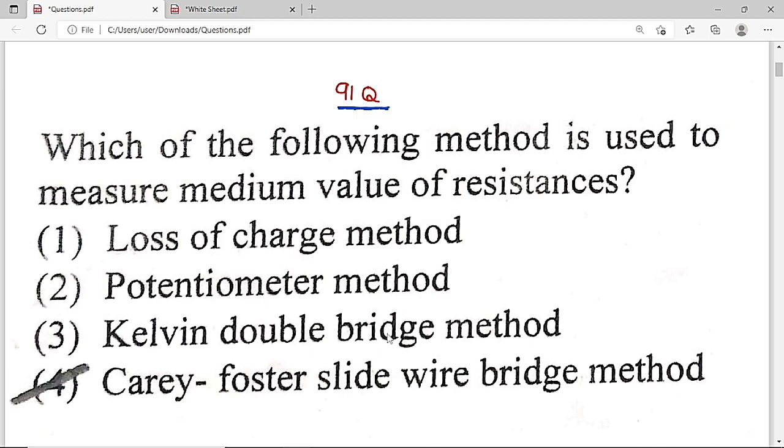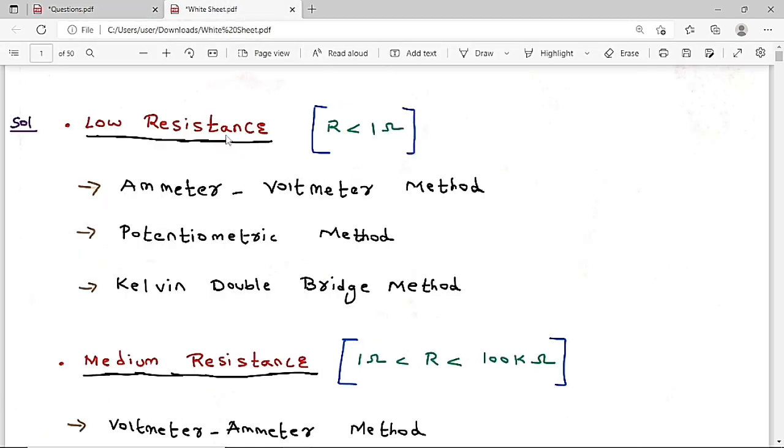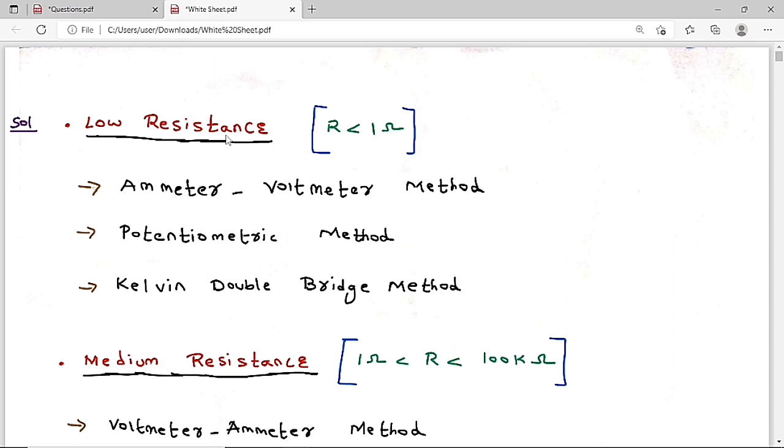So let me explain in some more detail the different methods for each type of resistance. I already told you the resistances are classified into three types. Number one is called the low resistance, number two is the medium resistance, and number three is the high resistance. Low resistance means whenever the resistance value is less than 1 ohm. The methods to measure the low resistance are the ammeter-voltmeter method, potentiometer method, and Kelvin double bridge method.